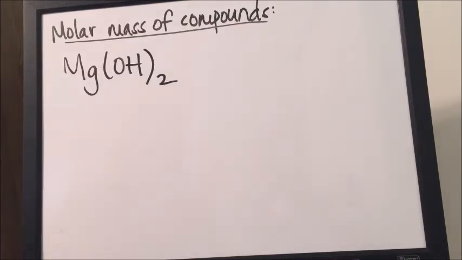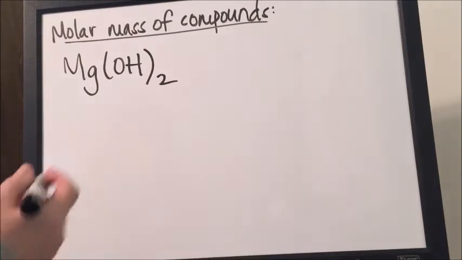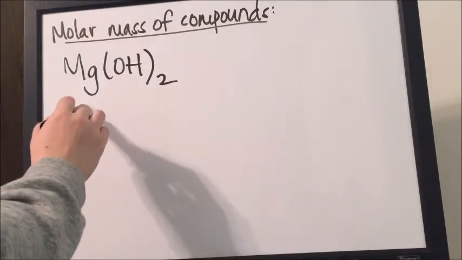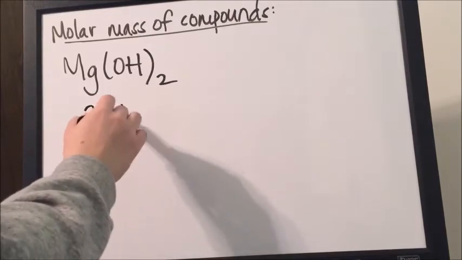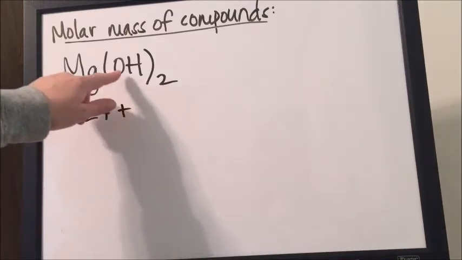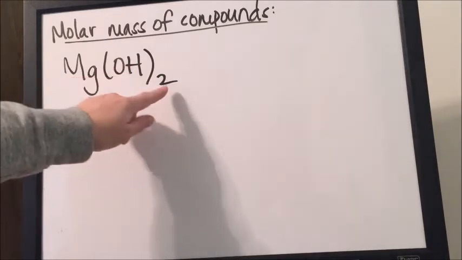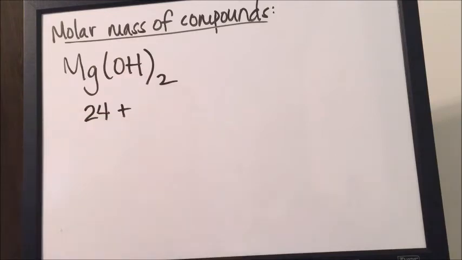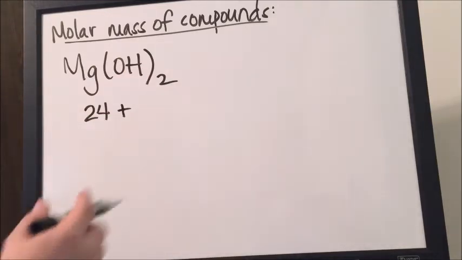Okay, so we are calculating the molar mass of magnesium hydroxide. All right, so I have 1 magnesium, so magnesium's molar mass is 24 plus. Now you can do this 2 ways. If you want to think about it in terms of single atoms, then you have to think about the fact that this 2 applies to the oxygen, but also to the hydrogen. So I have 2 oxygens and I have 2 hydrogens. So if that's how you want to think about it, that's perfectly fine.